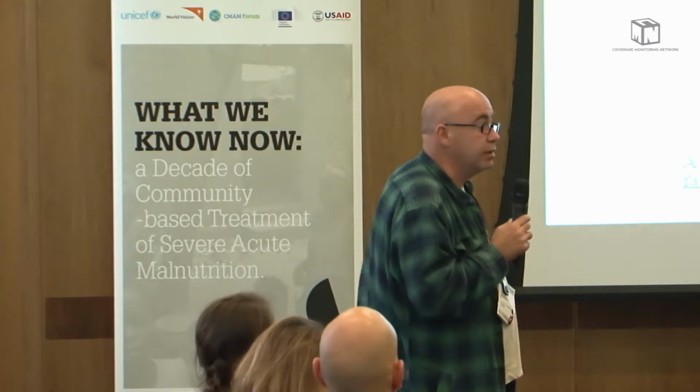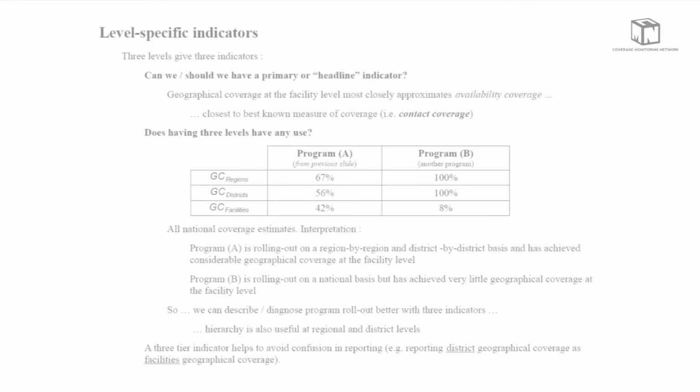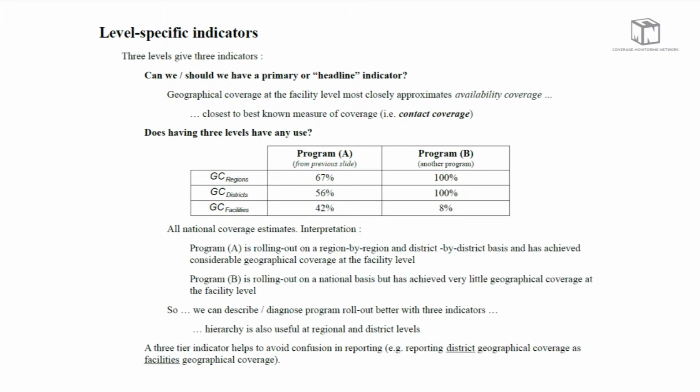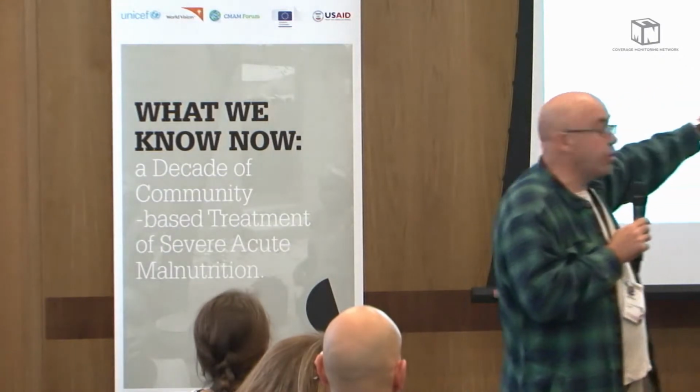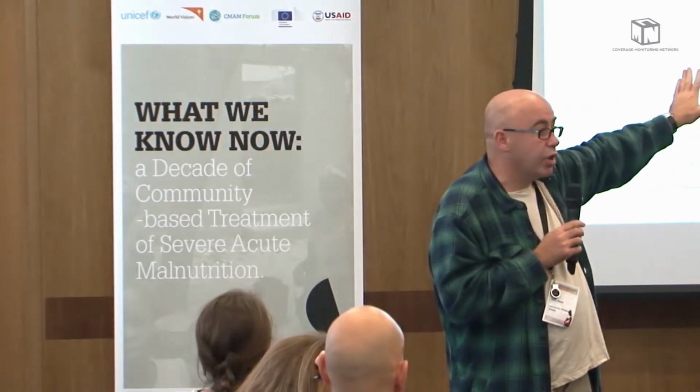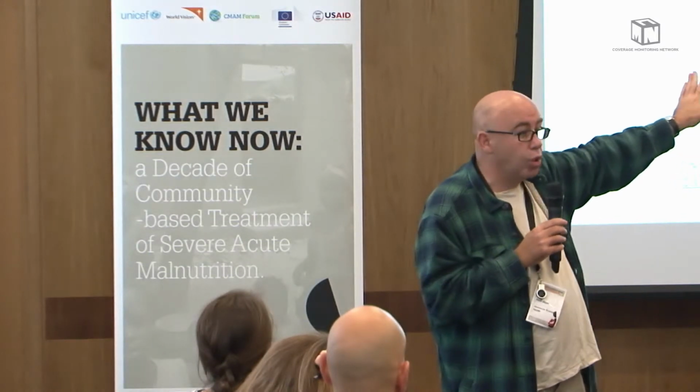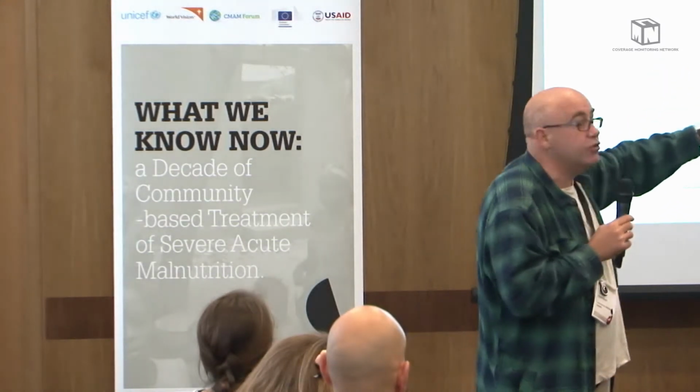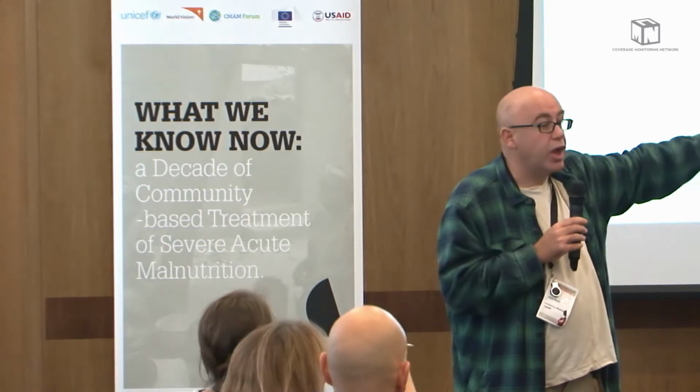Now, the second program is a very different program. We see here we've got 100% of the regions have got CMAM services, 100% of the districts have got CMAM services, but when we look at the facilities coverage, the availability coverage, it's down at 8%. The first program is rolling out rationally on a region-by-region, district-by-district, and facility-by-facility basis. The second program is going for gold, trying to roll out big time nationally. So we've got all the regions signed up, all the districts signed up, but it's doing nothing in terms of availability.